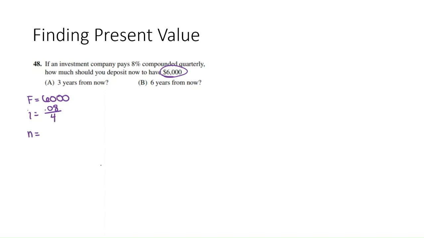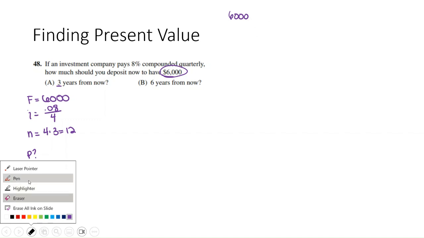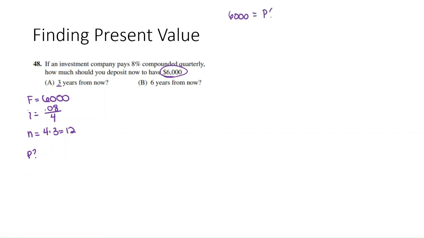How many times am I going to earn interest? Well, that is quarterly for 3 years. So quarterly 4 times 3, 12 times I'm going to earn interest. It wants to figure out, what do I need to invest right now? So rather than taking the equation and solving algebraically, you can use the calculator here.